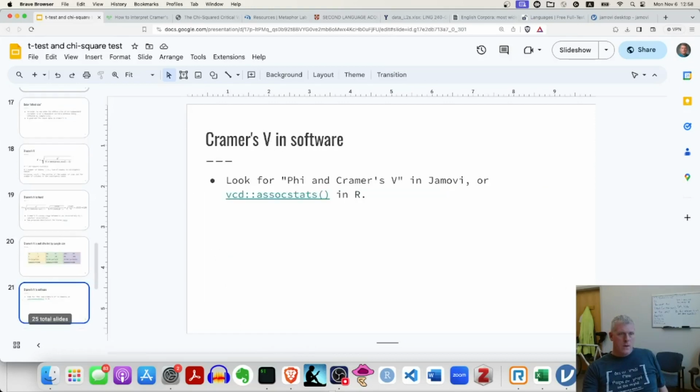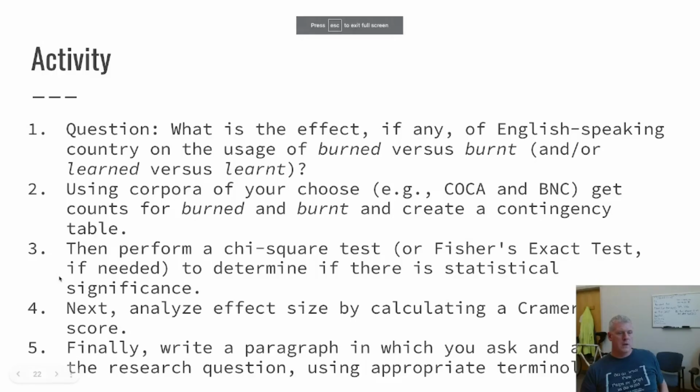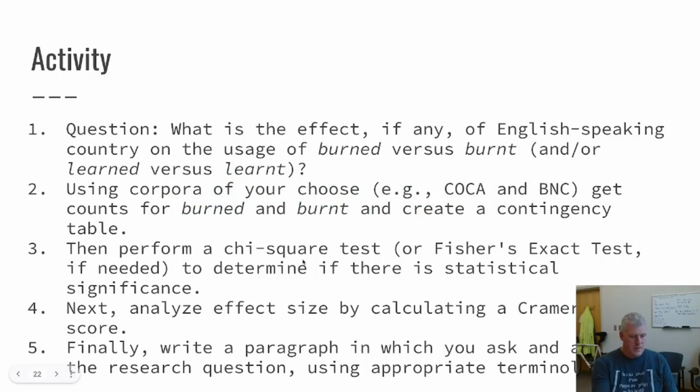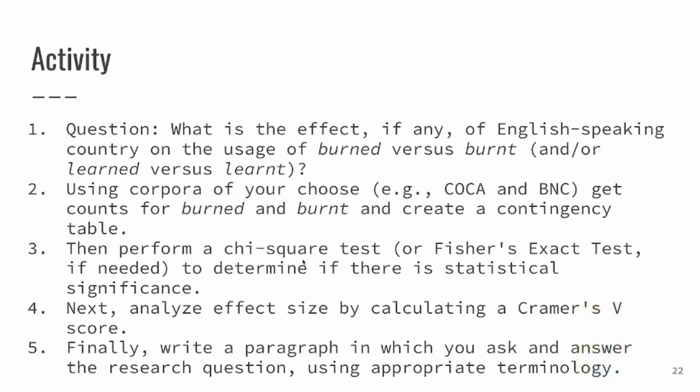with Jamovi. Now I'd like you to try a little activity on your own. Let me expose OBS over here so I can make sure, let me remove myself. Question: what is the effect, if any, of English-speaking country on the usage of burned versus burnt? Or maybe learned versus learnt? You can use corpora of your choice, for example the COCA, the Corpus of Contemporary American English, and maybe the British National Corpus, or the BNC, to get counts of burned and burnt and create a contingency table in Jamovi.